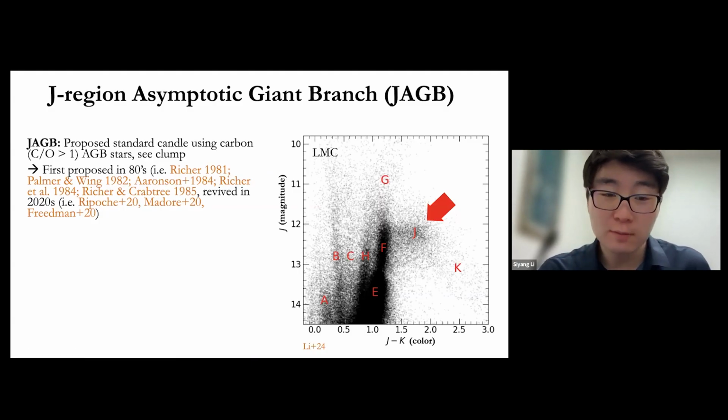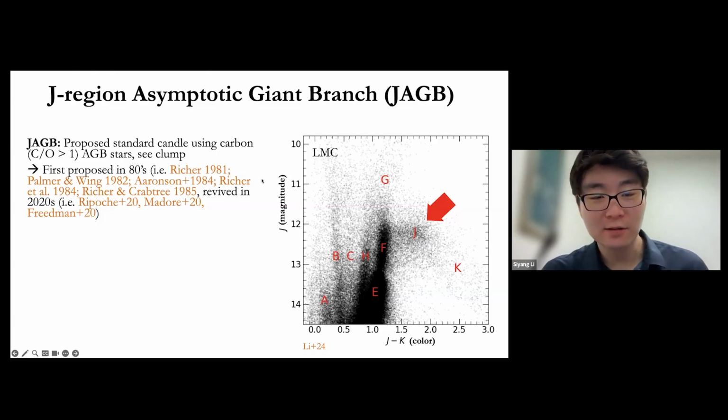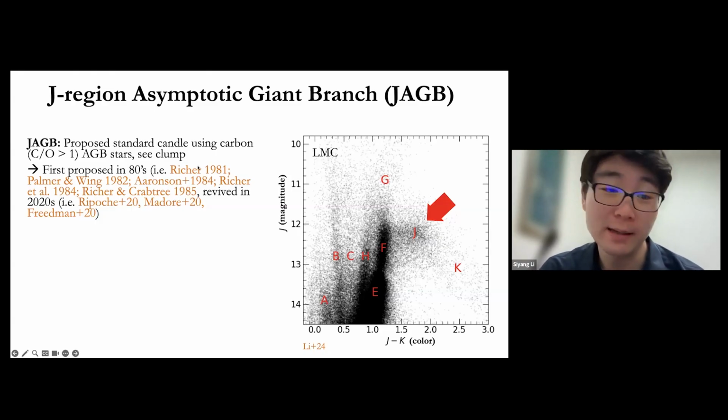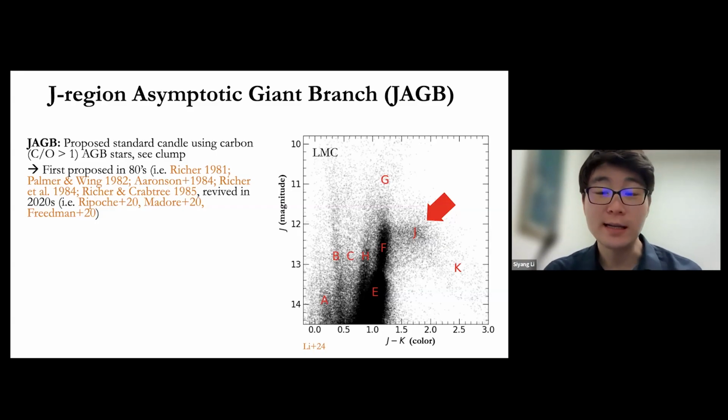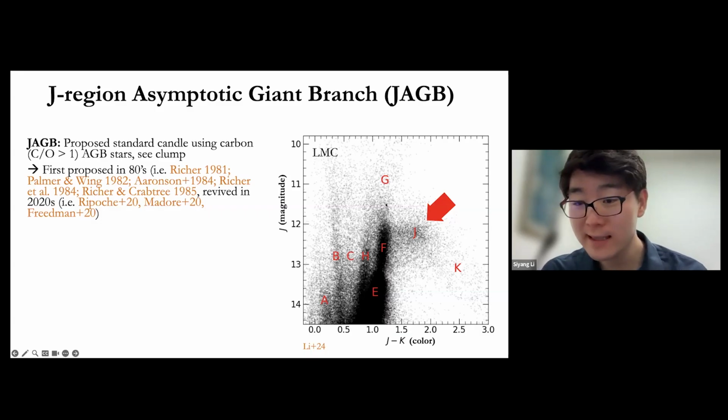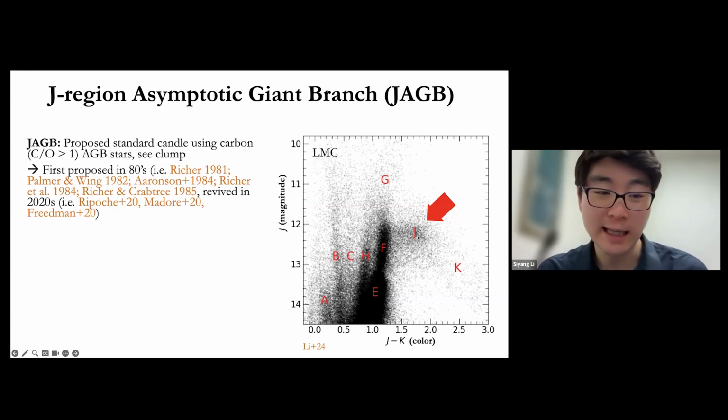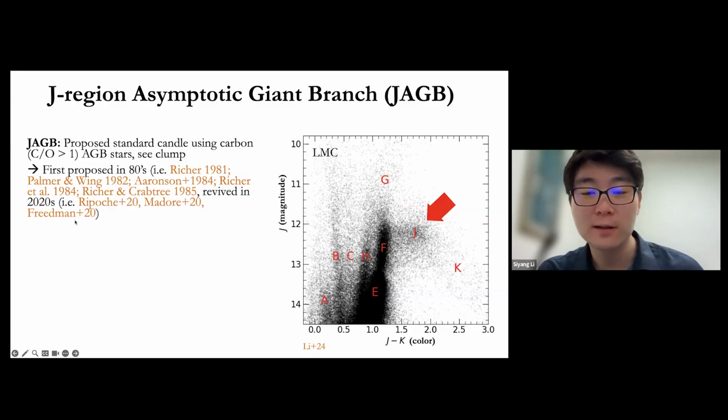Now, this idea was first proposed in the 1980s. Richer was one of the main pioneers of this idea, using the carbon stars that live inside this J region as standard candles. This was later revived in the 2020s by the Ripoche, Madore, and Freedman papers.